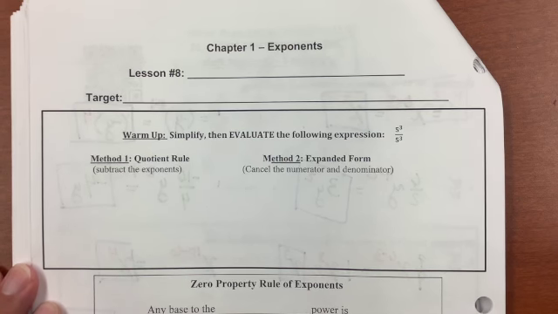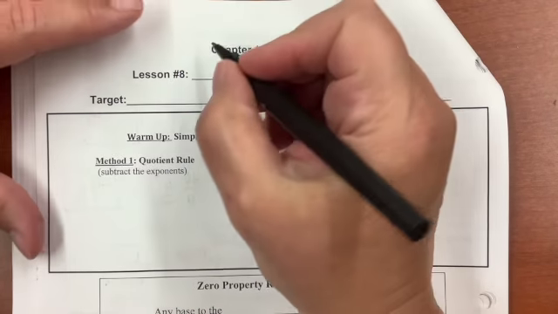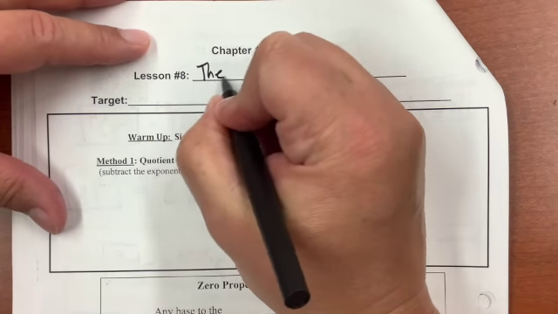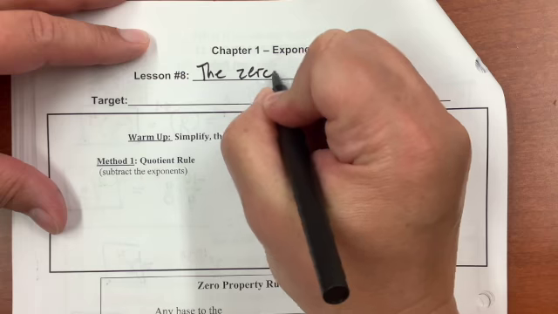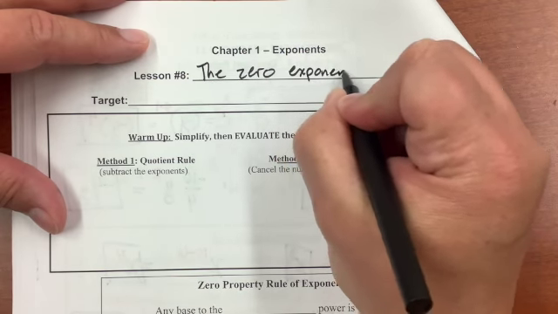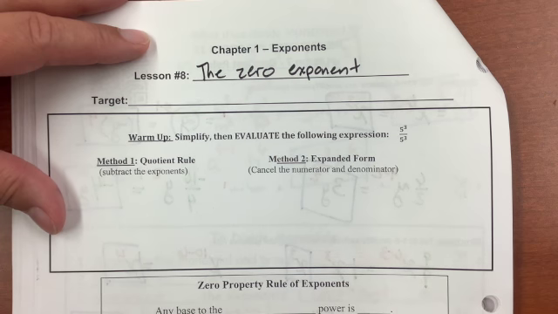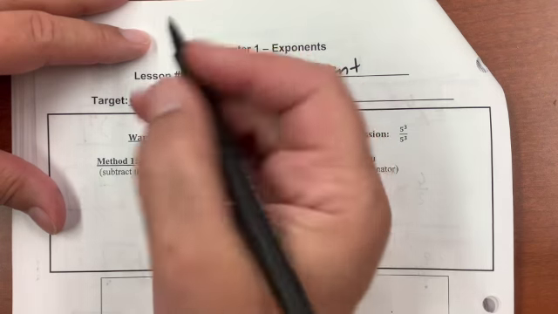We are still in Chapter 1 and we're doing exponents, and today we're doing a zero exponent. I haven't really touched on this much, but you have seen it the very first day. So let's get back to the zero exponent. And the target is to know what a zero exponent is and what it means in math.